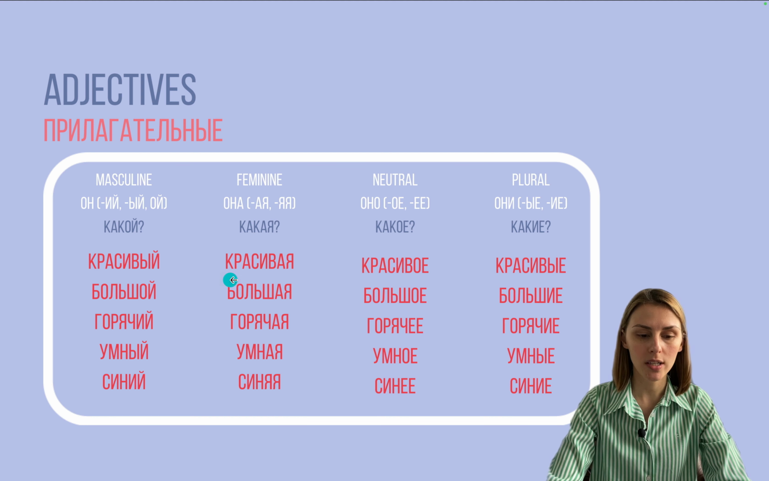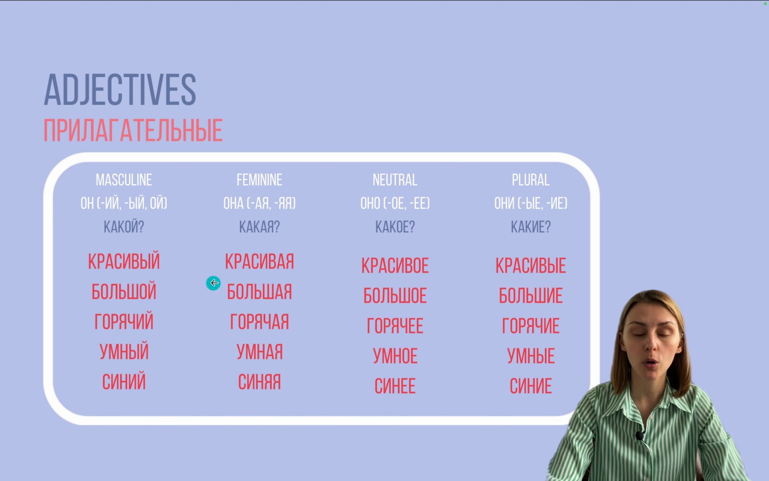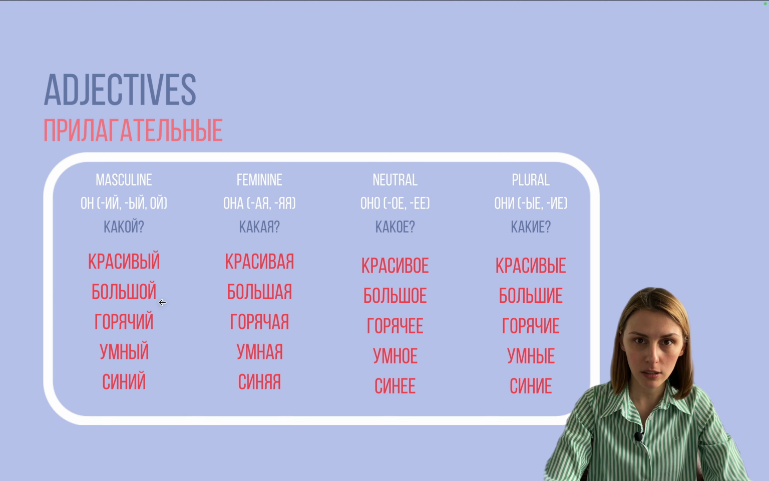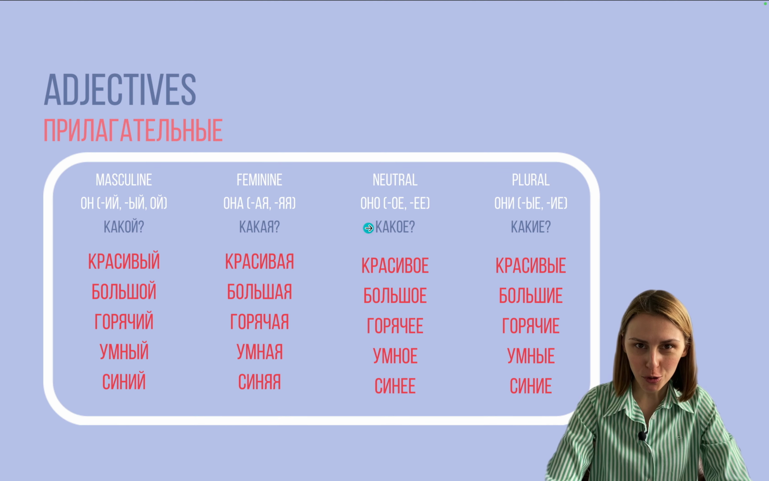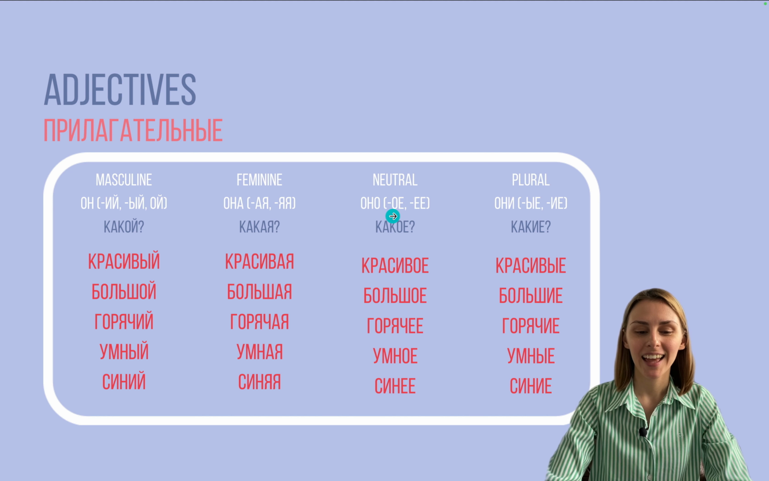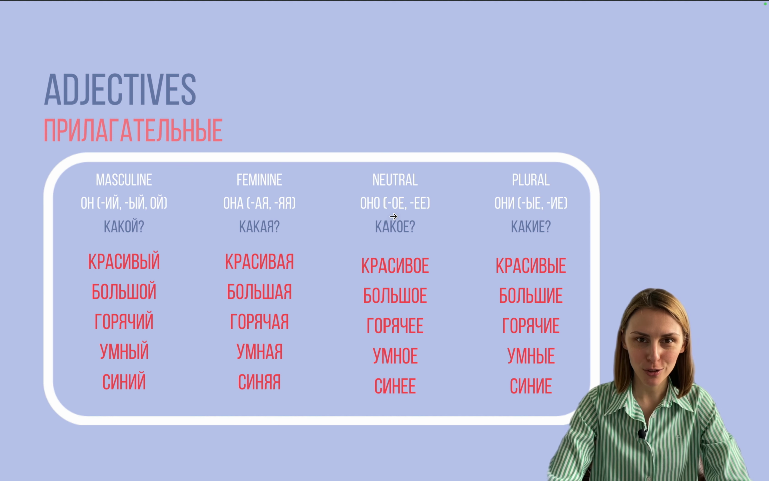So these words have the same meaning. This one is big and this one is big too. But the difference is that we use them with different nouns. These adjectives we use with masculine nouns. These adjectives we use with feminine nouns. But we also have neutral nouns in the Russian language. And then the adjectives with neutral nouns will have endings ое, ее.